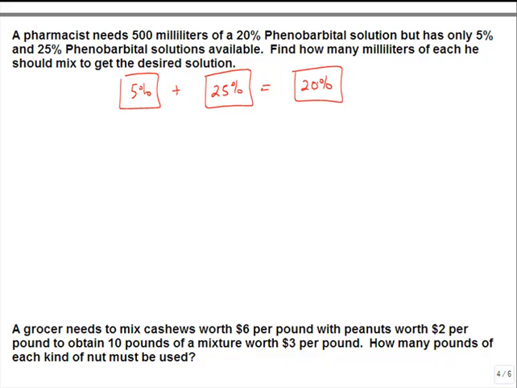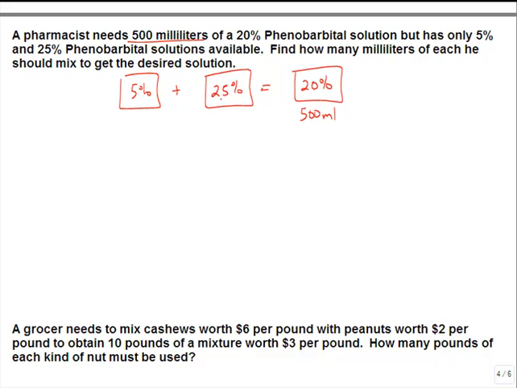How much of each amount do I need? How many milliliters of each do I need? And what amount do I know? We know that we want or need 500 milliliters of the 20% solution. So I'm going to write that underneath here. I know I need to end up with 500 milliliters. We're trying to figure out how much of the other two types I'm supposed to use to get that.